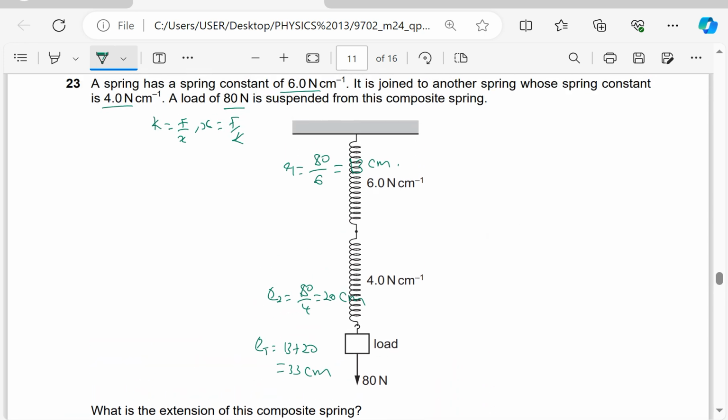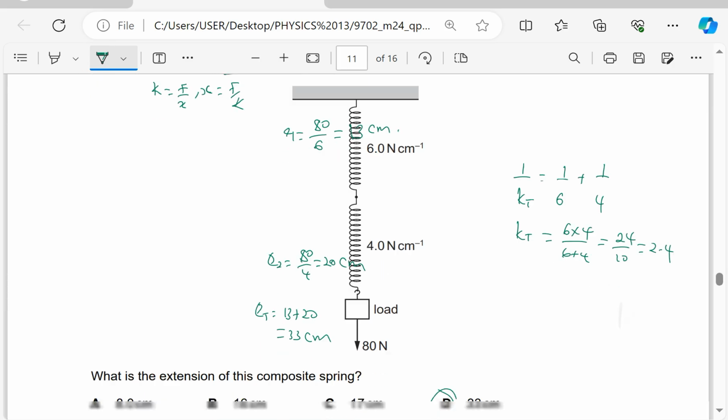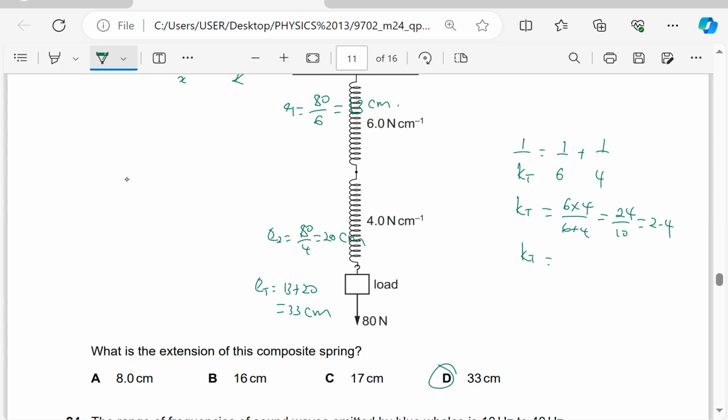But a good student must have noticed that for springs in series, we treat them the way we treat resistors in parallel. That is, 1 over total constant is equal to 1 over 6 plus 1 over 4. So which means total constant is the product over the sum, 6 times 4 over 6 plus 4, which is 24 divided by 10, which is 2.4. So it means total constant is going to be 2.4 newtons per centimeter.